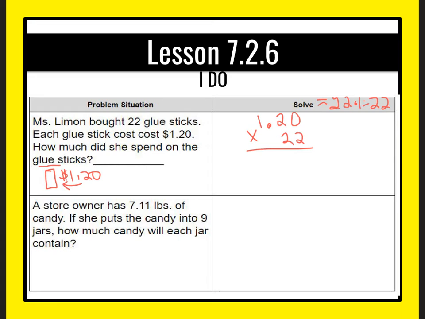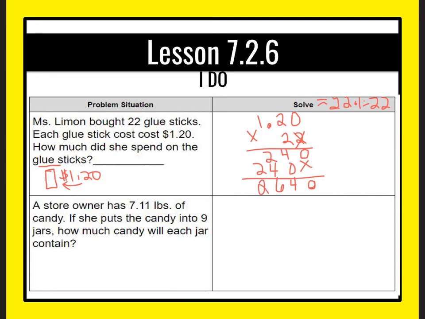So let's go ahead and multiply that. I should be looking for a number that's greater than 22. So that's 0, that's 4, and that's 2. And I'm going to go ahead and continue to multiply. And when I do that, again, I should be getting an answer that's about $22.